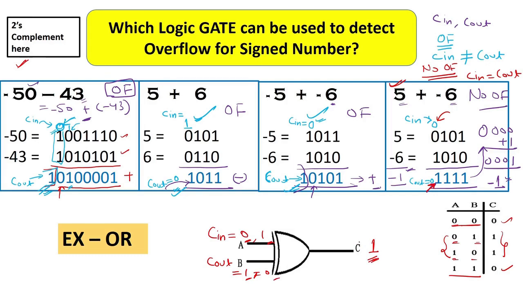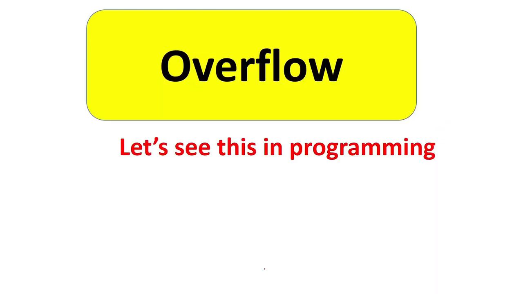So whenever the output of the XOR gate is 1, it means we have overflow while adding the two numbers, right? And whenever the carry in and carry out are the same, that is 0, 0, we will get 0. And if they are both 1, then also we will get 0. So whenever this output bit is 0, it means we have no overflow. So with the help of this XOR gate, we can easily find whether we have got overflow or not while performing arithmetic operations on signed numbers. Now let's understand this overflow with the help of a programming example.